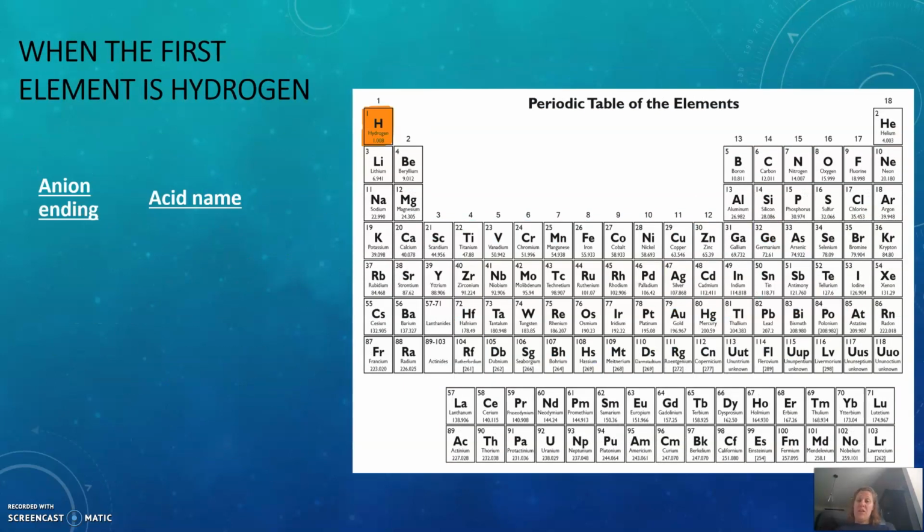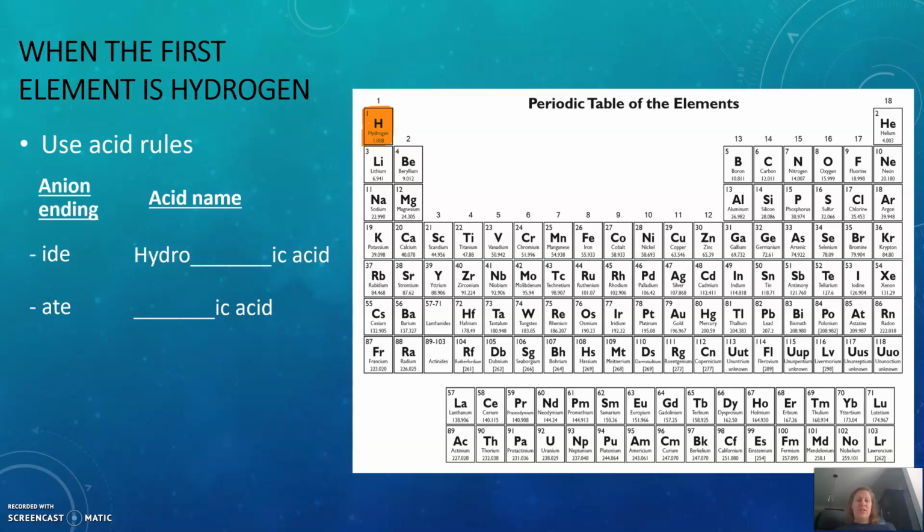And then if the first element is hydrogen, then you use the acid rules. Remember, H is going to be your first element. So their names are going to end in "ide." The name would be hydro, like if fluorine was the element, the name would be hydrofluoric acid. If it's an ate, like sulfate, the name would be sulfuric acid, or nitric acid, like anything that ends in ate. If it ends in ite, the name changes to ous, and it'd be nitrous acid if it's nitrite.